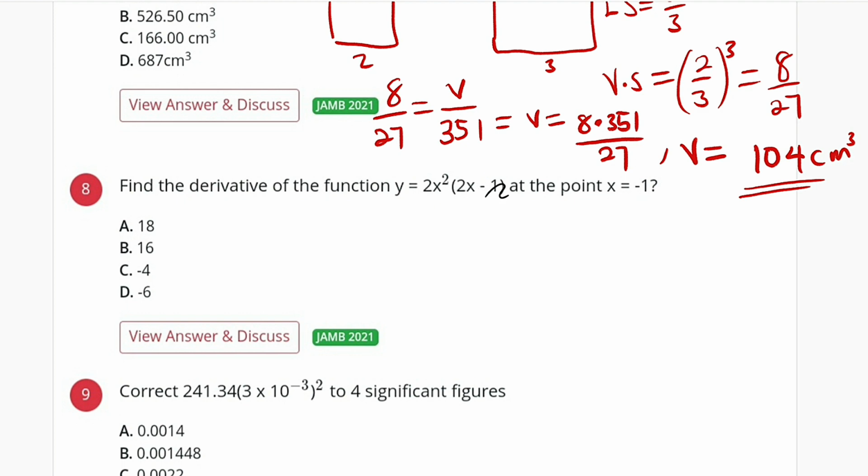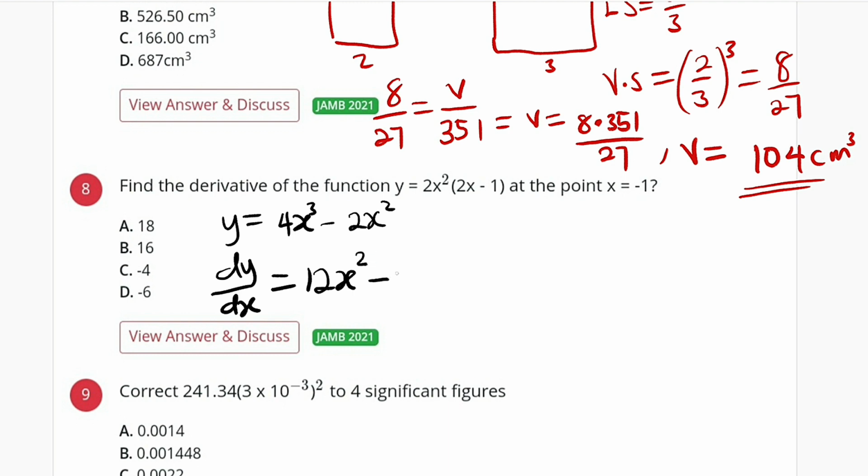So 2x squared times 2x will give us 4x to the power of 3. So y equal to 4x to the power of 3. Then minus 2x squared times 1 is still 2x squared. So now we can differentiate from here. dy over dx would be equal to, you take the power of 3, you multiply by 4, it becomes 12. X, you reduce the power by 1, it becomes 2. Then minus, you take the power 2, you multiply by 2, it becomes 4.